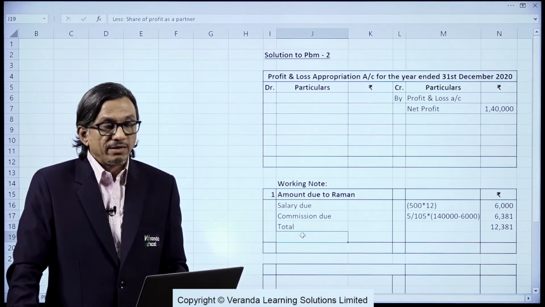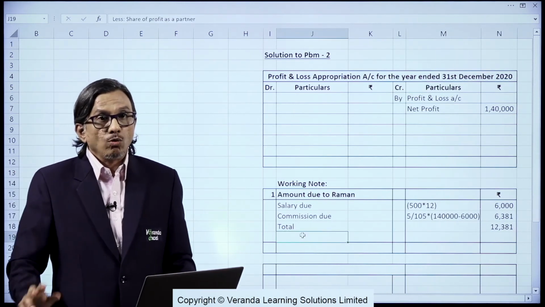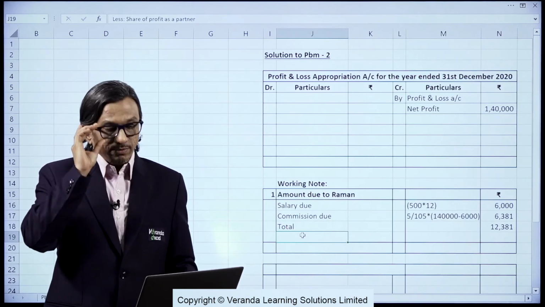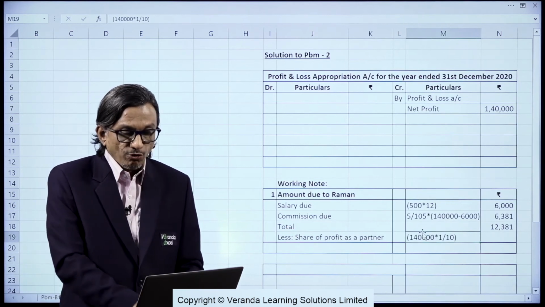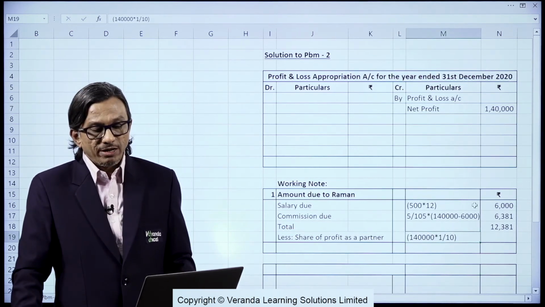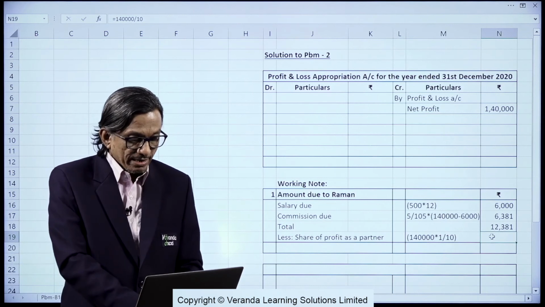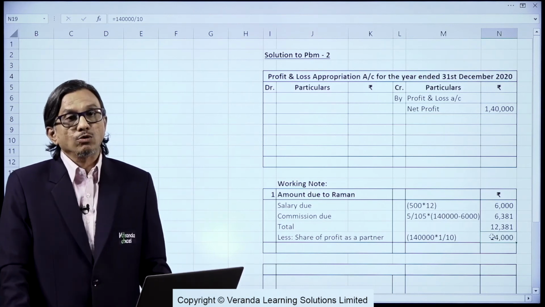Once he becomes a partner, he's entitled to what? 1/10 of the net profit. What is 1/10 of the net profit? Which is 14,000 rupees. 140 into 1/10 is 14,000. So as a partner, Raman will get 14,000 rupees.